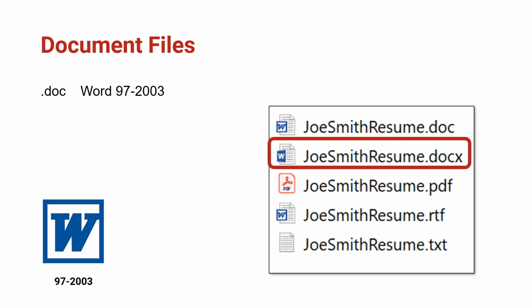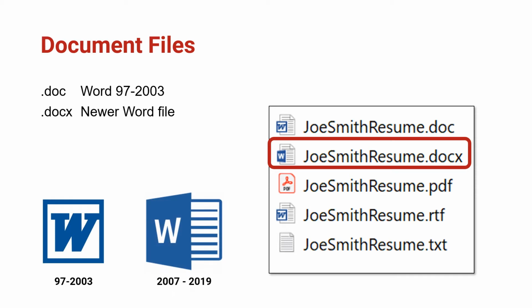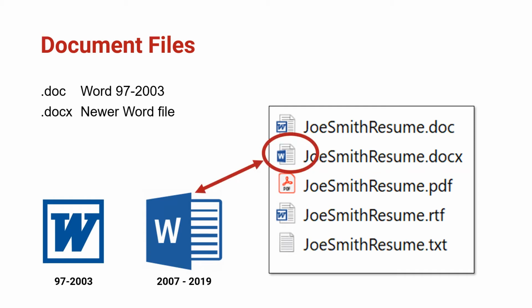Just below that is the file with the .docx file extension. This extension is used with documents created in newer versions of Word from 2007 forward. The icon for .docx has a dark blue square and a sans serif W as part of its icon.